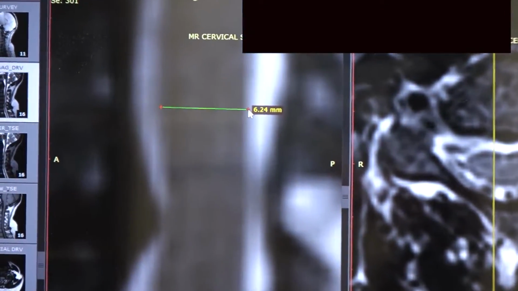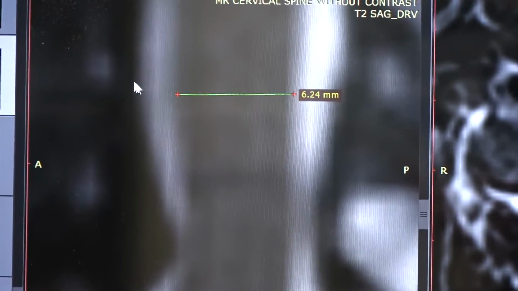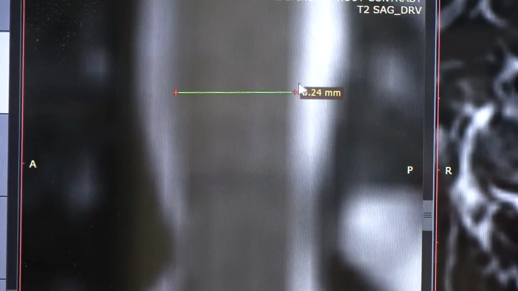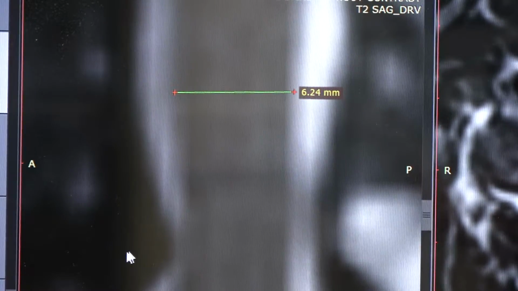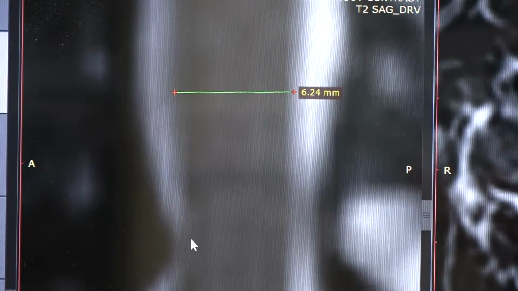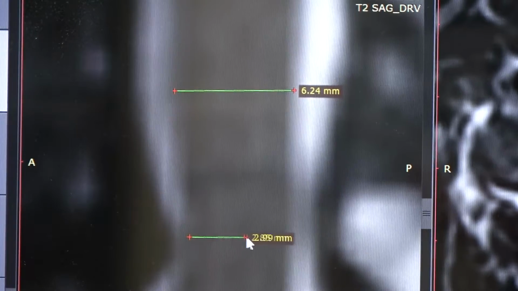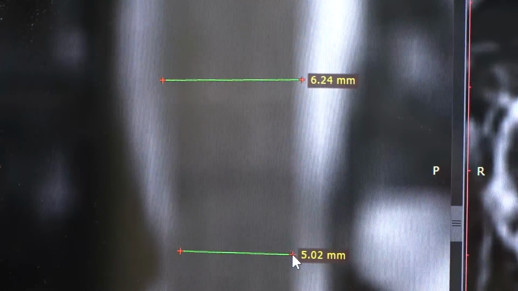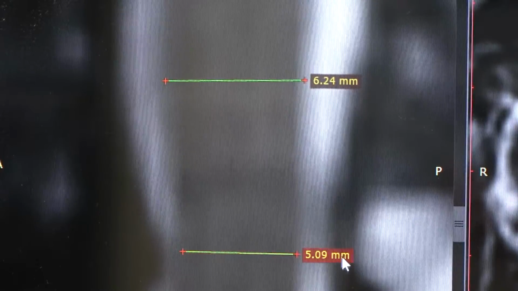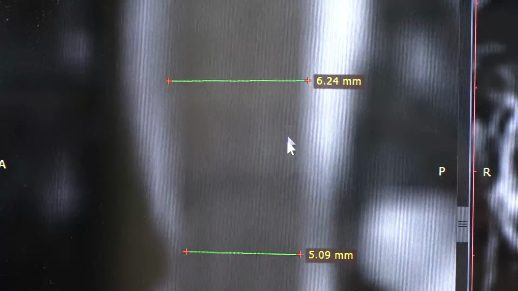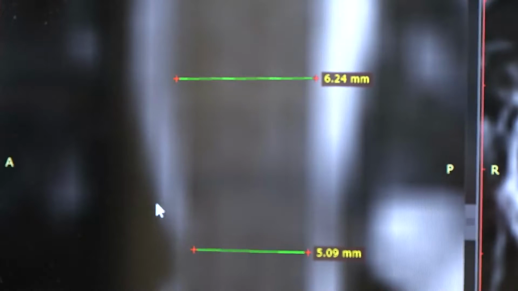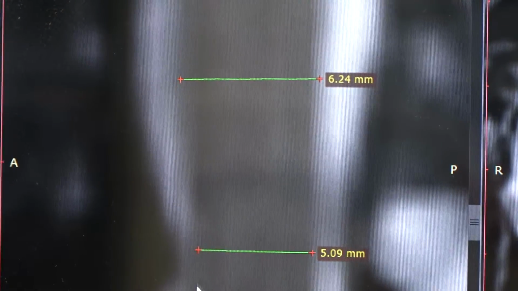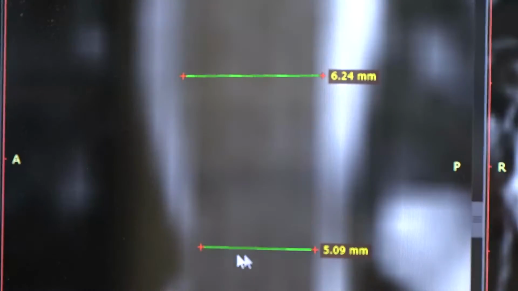And when I measure, let's say at this level, which is behind the body of C5, I get a 6.24 millimeter front to back distance. When I go to the disc herniation at the 5-6 level and I measure again the distance front to back of the spinal cord at that level, I come up with about a 5.1. So there's a whole millimeter worth of difference, which indicates that at the 5-6 disc herniation level, there is an indentation and pressure on the spinal cord.